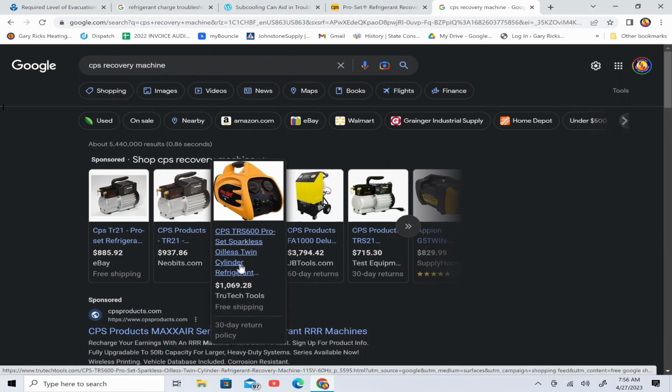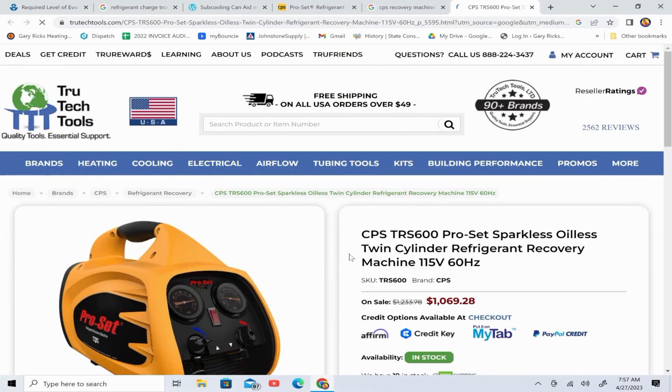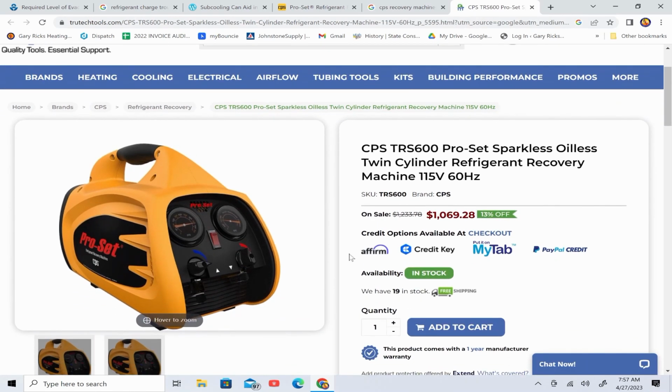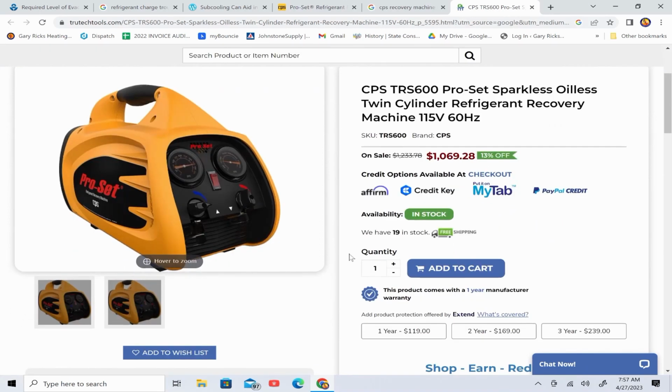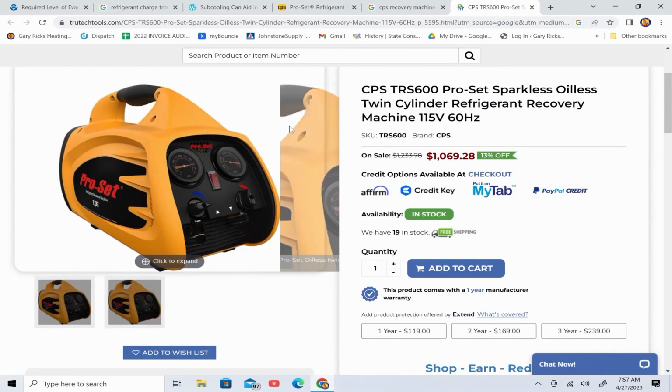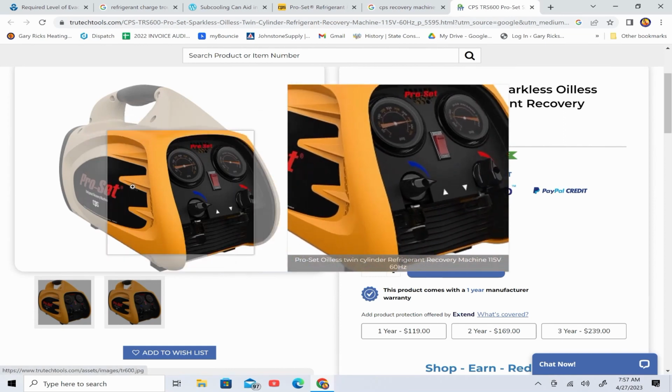CPS 6000. Ooh, look at that one. Oh yeah, $1,069. It looks like a sparkless oilless twin cylinder. That one is an A2L. They're all oilless. This one's oilless. That one's a nice one. Ooh, looks like it could go fast too, doesn't it? Oh, what are you guys doing to us? 5% off? Okay. Getting advertisements. Ooh, that does look fast, doesn't it?